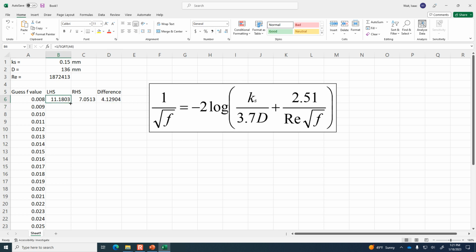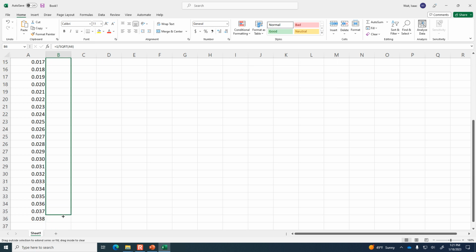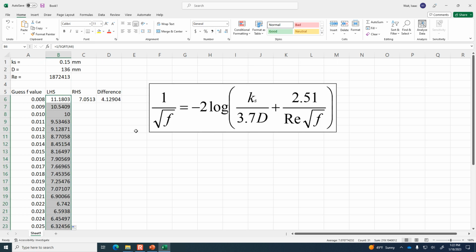So what I can do is click and drag downward through all of the different guesses of f value for the left-hand side formula. I can click and drag downward for the right-hand side formula. And in fact, you don't actually have to drag. You can just double-click. See that kind of thicker green arrow here in the bottom right-hand corner? If I just double-click, it'll take it down through the bottom.